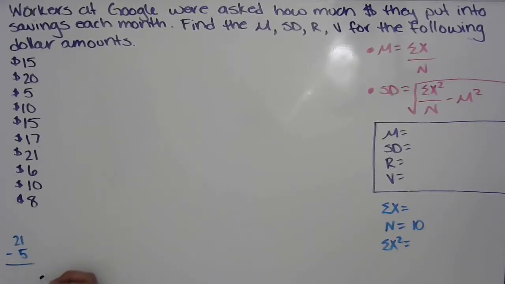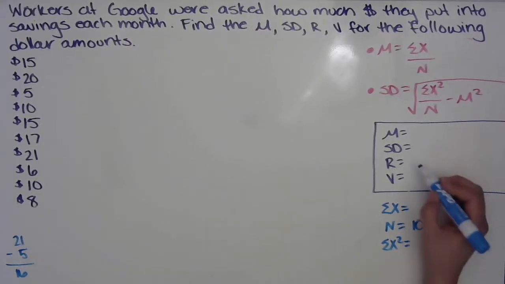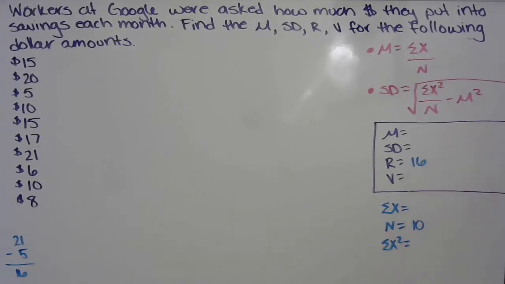So when you subtract 5 from 21, that gives you 16. So our range is going to be 16. Let's go ahead and erase that.